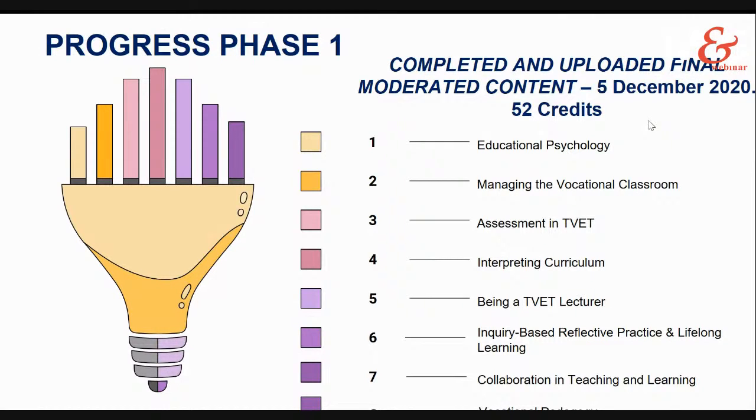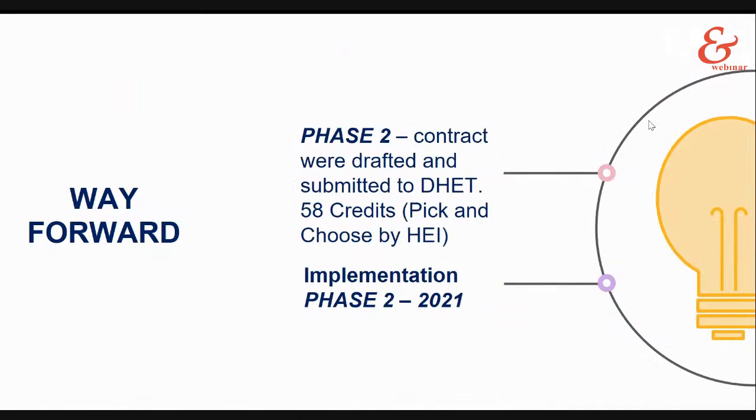And the modules have the summatives in it, they have the formative assessments in it as well. Then the way forward. Now, phase 2, as you know, we would like to start in February. The contract was drafted, it was submitted to the Department of Higher Education and Training, and that consists of 58 credits. I know that the 58 credits, we speak about 7 modules, and those 7 modules will have their 2 optional subjects in it and also the will component.